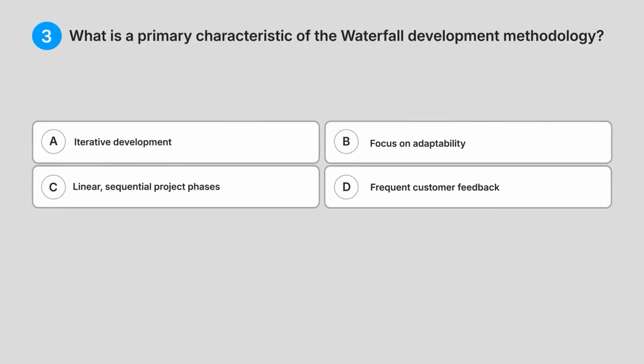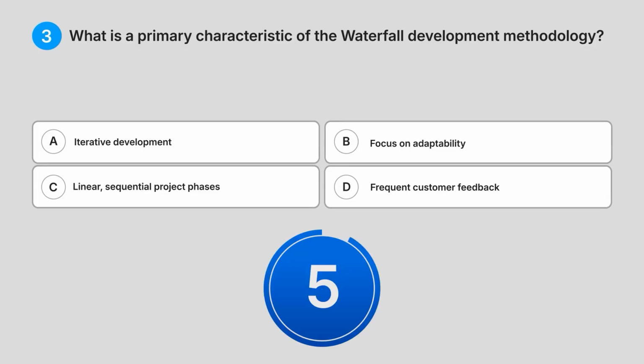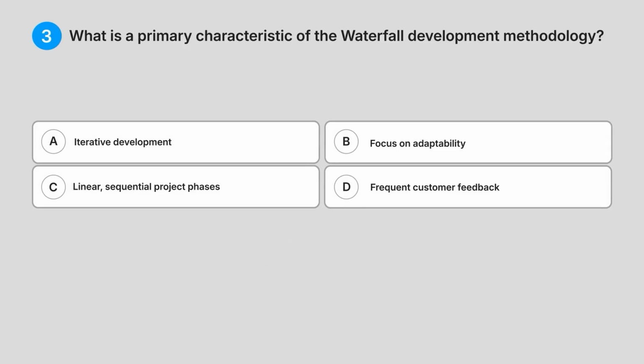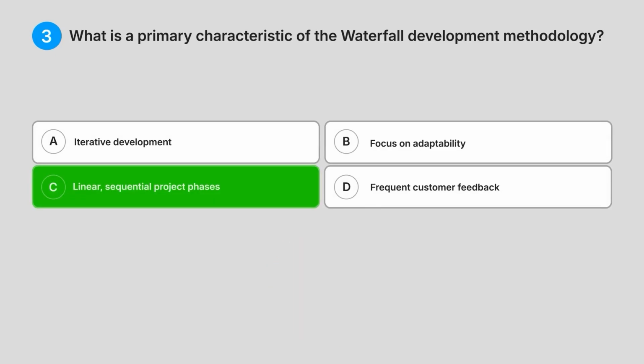3. What is a primary characteristic of the waterfall development methodology? A. Iterative development. B. Focus on adaptability. C. Linear, sequential project phases. D. Frequent customer feedback. Can you guess the answer? Correct answer, C. Linear, sequential project phases.